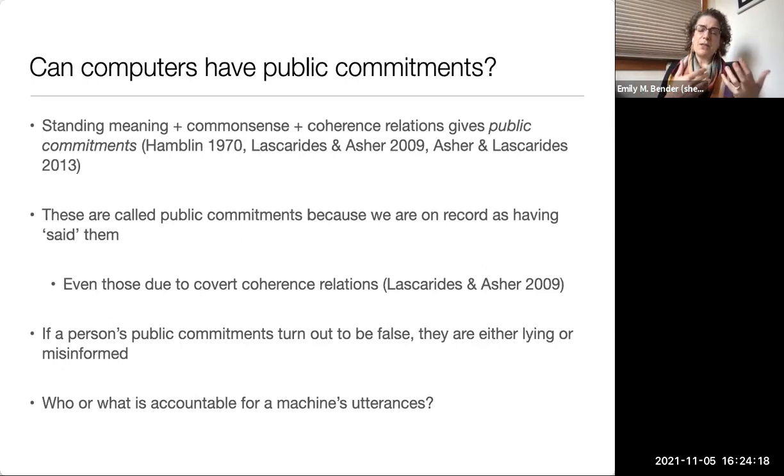So if a person is on record as having said something that turns out to be false, then we interpret them as either lying or having been misinformed. And they have some accountability in either case, right? But who or what is accountable for a machine's utterances? And how do we manage that as we're building artificial agents? I don't have the answer to that, but that's a question I want us to be asking.